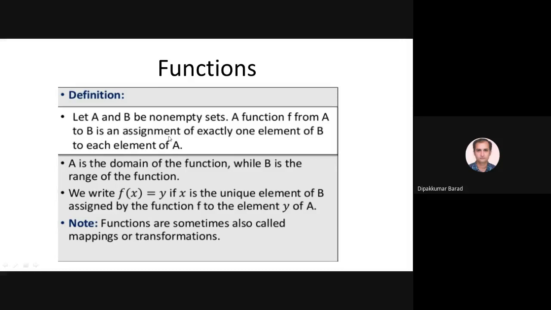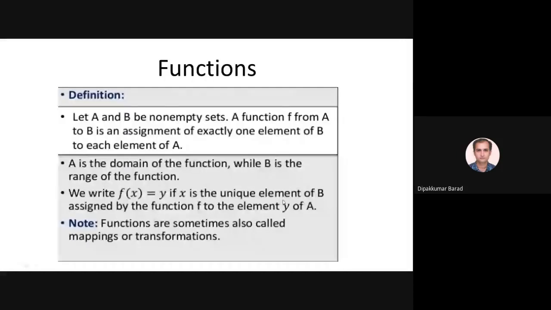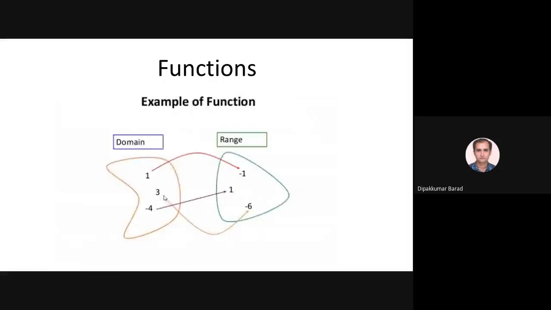I can say that in another way: a function f from A to B means that for every x belonging to the domain A, there exists a unique y belonging to B such that y is equal to f of x, f from A to B. Functions are sometimes also called mappings or transformations. Here x is the independent variable and y is the dependent variable. So I think all this is the definition part, which we already discussed.